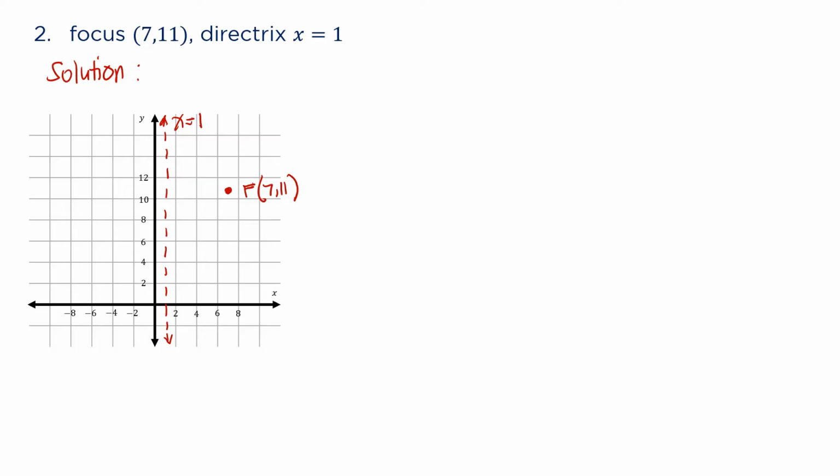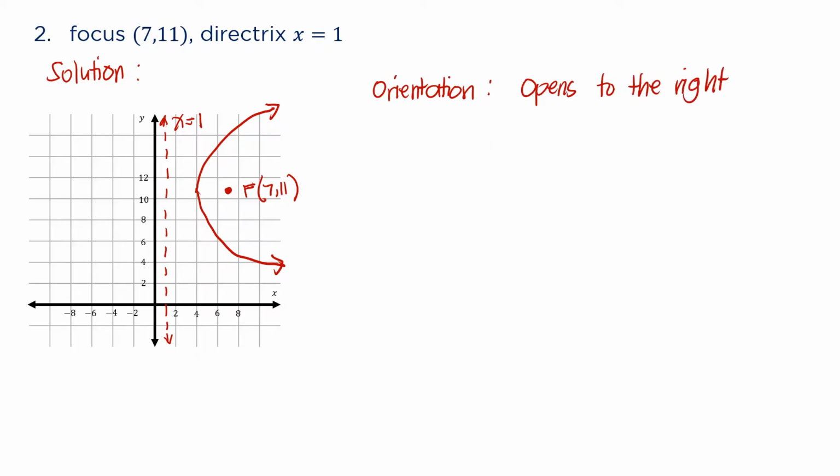From that, since the focus is again "eaten" by the parabola, and the directrix is always behind the parabola, therefore our parabola most likely looks like this. So, it opens to the right. So we now have the orientation. The equation will be (y - k)^2 = 4c(x - h). Now, we need the values of h, k, and c.